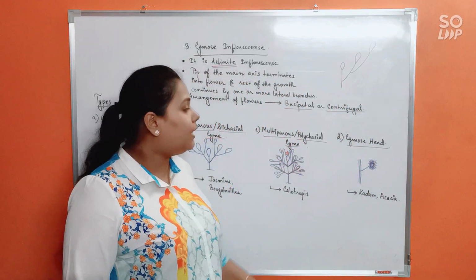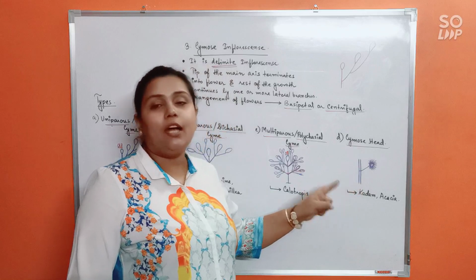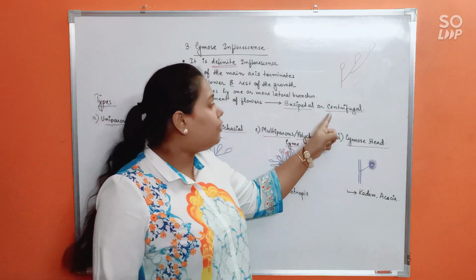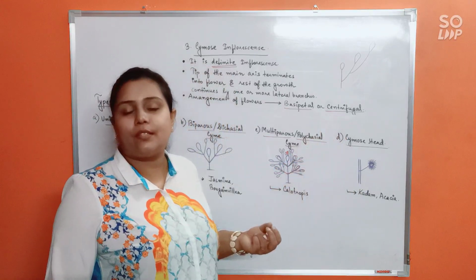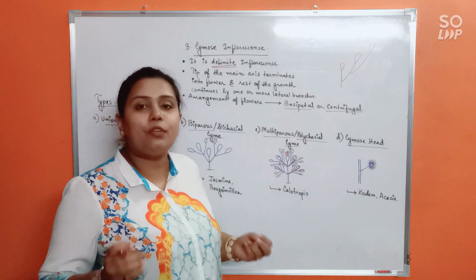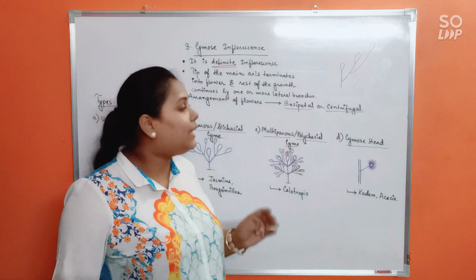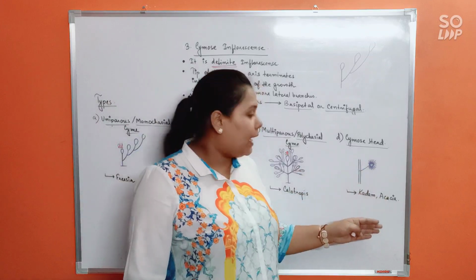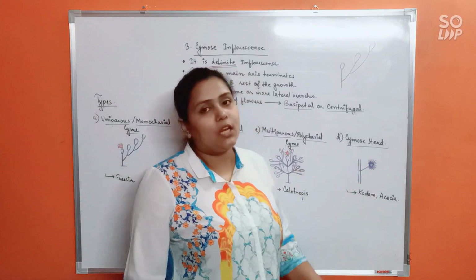Okay, how do you define it? Subsessile and sessile flowers will remain arranged centrifugally, meaning older at the center and younger at the periphery, centrifugally around the receptacle. That's what is called cymose head. Example is Kadam or Acacia.